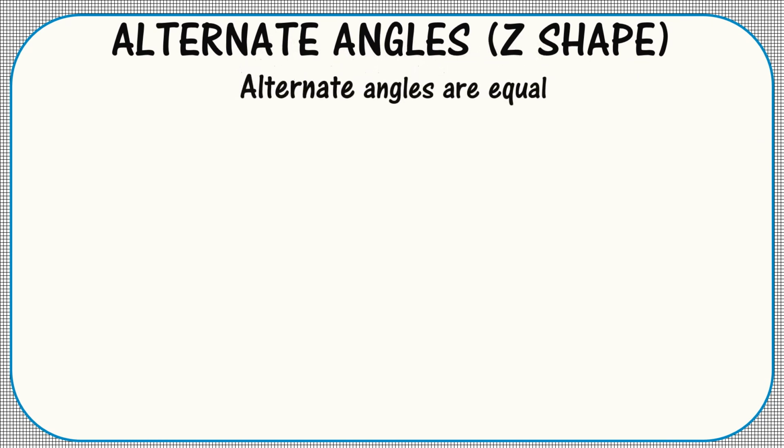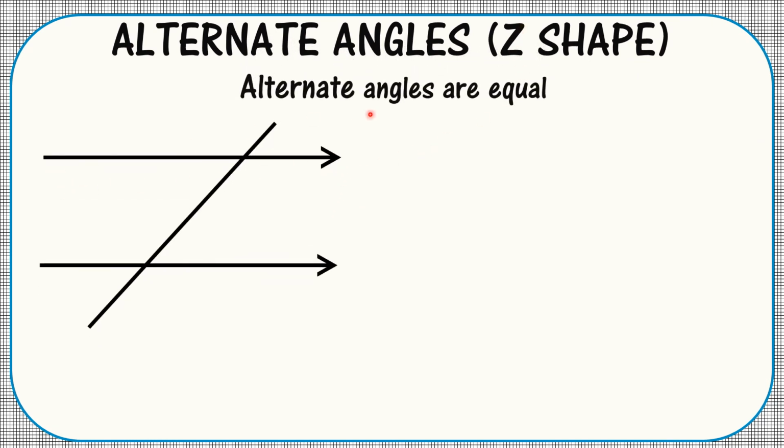Here are a few more examples on how alternate angles may occur. As you can see, we have parallel lines, we have a line that intersects them. As you can see, we can draw this Z shape here. So as previously mentioned, alternate angles are equal. So this angle here is equivalent or is equal to this angle here.